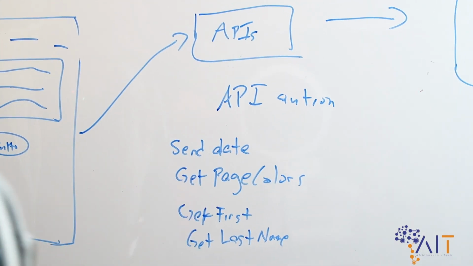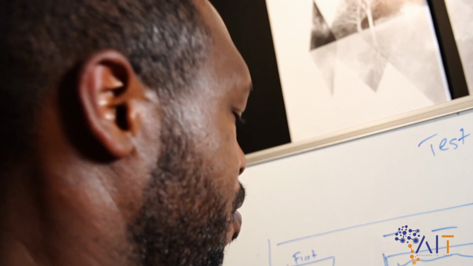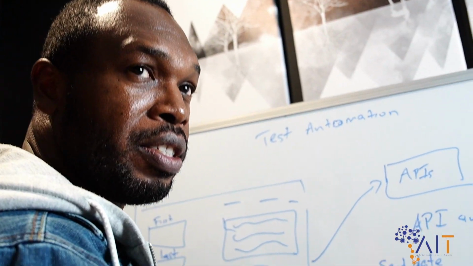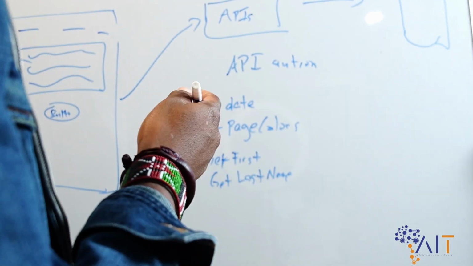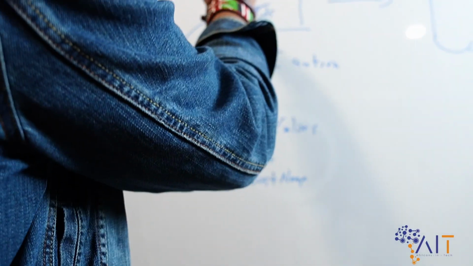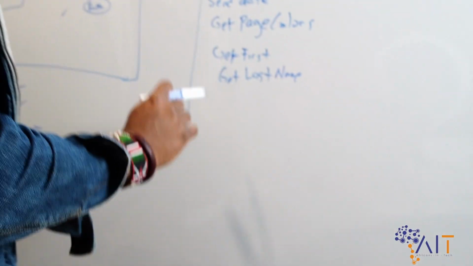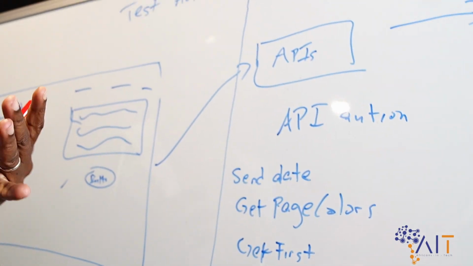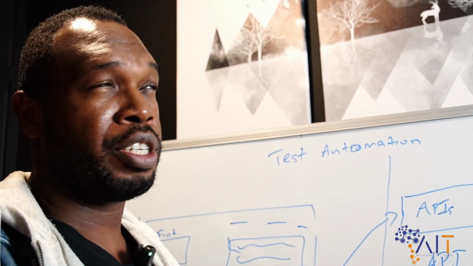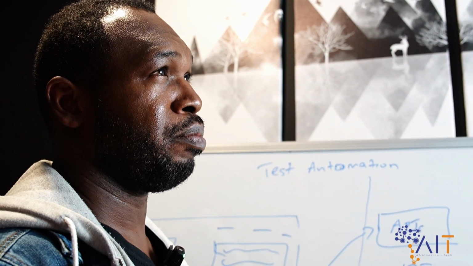Now, the thing about when you hit an API versus a web page is that an API response is generally about 200 milliseconds. So you can essentially test this part of your application by doing API automation. You can use Postman, Rest Assured, Ready API, which is like SOAP UI.